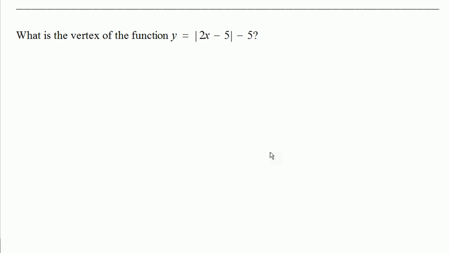Advanced Algebra Concept Exam Review. We're going to look at concepts 11 through 15 today. This is problem number 1, and all they want to know is what's the vertex of the function. We'd need to be able to find the vertex in order to graph.